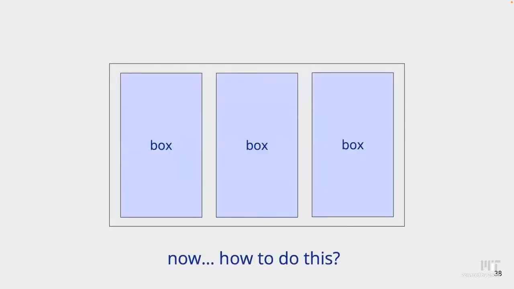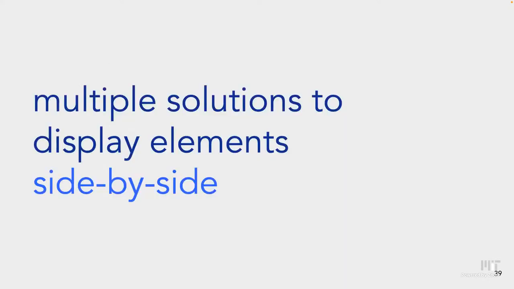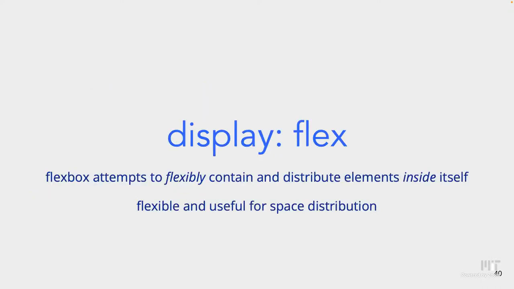Now, what if you wanted to display 3 different boxes or elements, but I'll refer to them as boxes, side by side like this? There are multiple solutions on how to do this. The most modern and most versatile of which is by using something called Flexbox. You may remember this from the first week. It gets its name from attempting to flexibly contain and distribute elements inside itself.